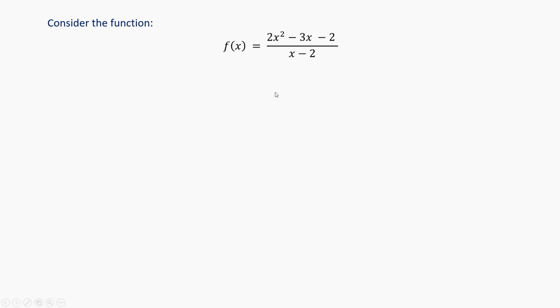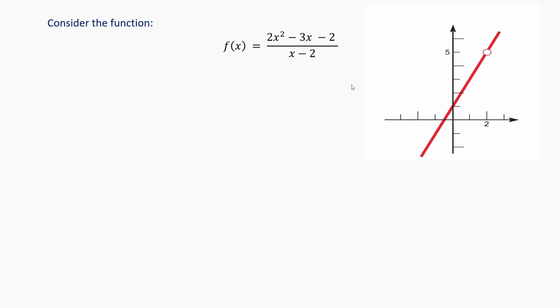To start our discussion, consider the function f of x equals x squared minus 3x minus 2 over x minus 2. Here we have a graph of this function. As you can see, it's very similar to a line, but the main difference between the graph of this function and a line is that it has a hole on it. The function is not defined at 2. When x is equal to 2, there is no y value for this function.